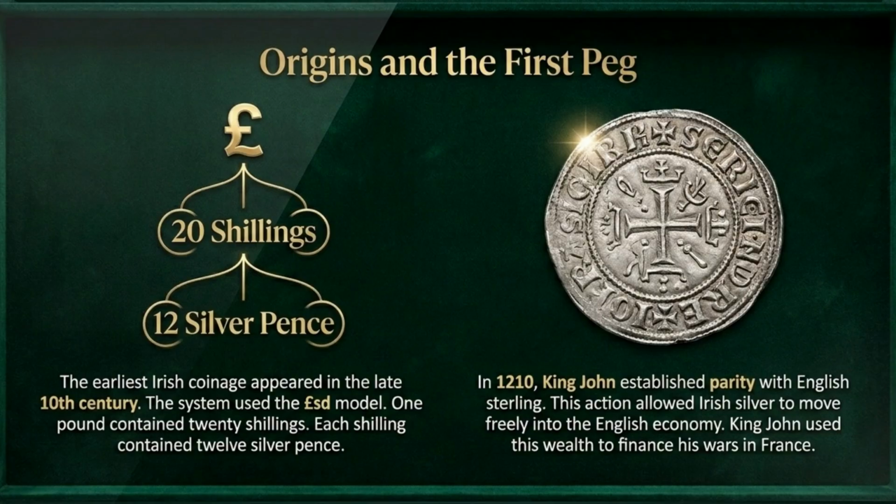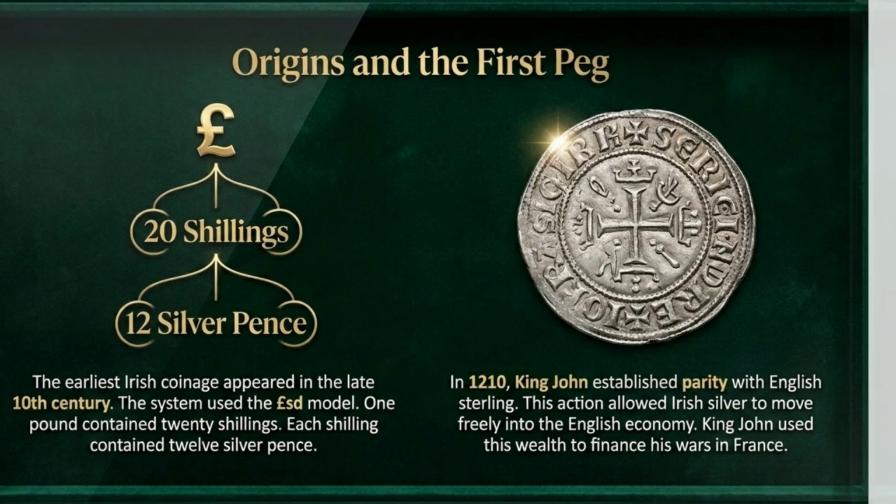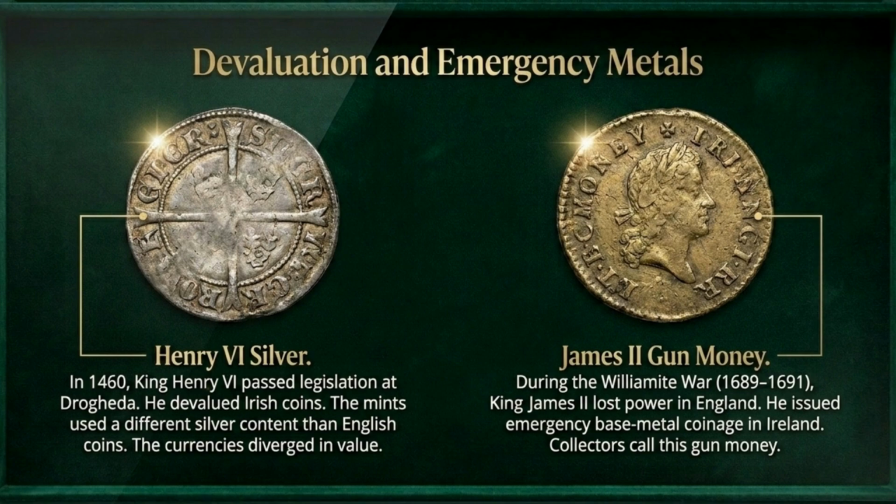In 1210, King John established parity with English sterling, allowing Irish silver to move freely into the English economy. Over time, the currency faced devaluation and the use of emergency metals. In 1460, King Henry VI passed legislation devaluing Irish coins. Later, during the Williamite War, King James II issued base metal coinage in Ireland, known as gun money.